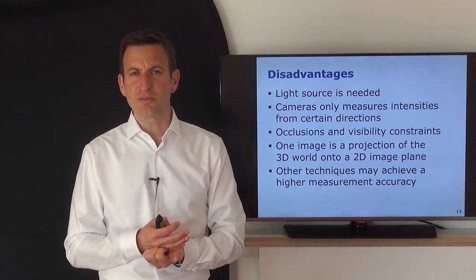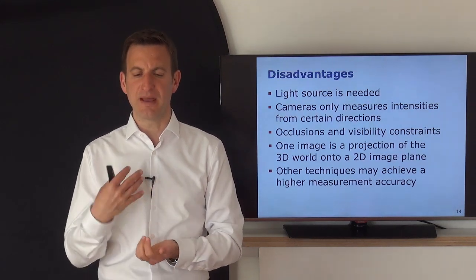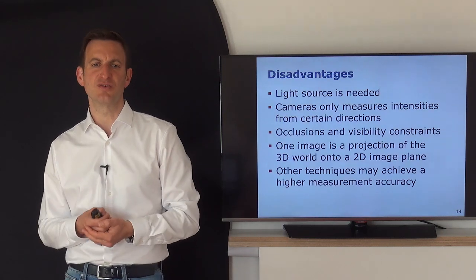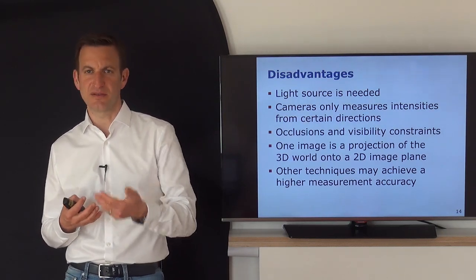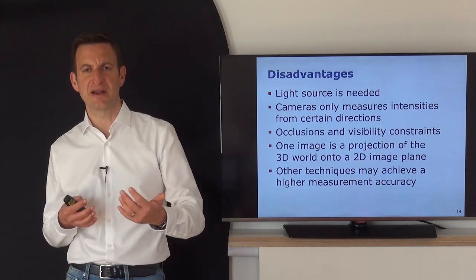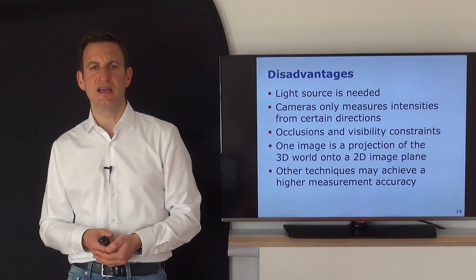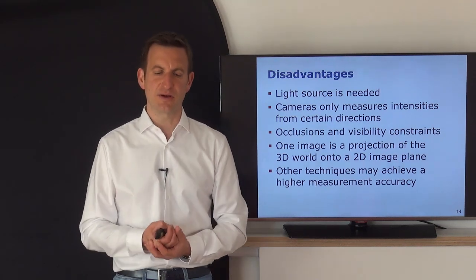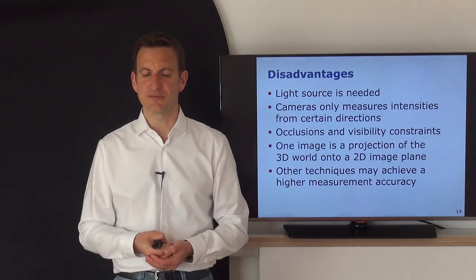That means occlusions play an important role, because we can't look behind objects. And the 3D world is projected onto a 2D image plane, so that only the closest object is actually seen and the depth information is lost. That's something that we struggle with substantially if we want to do 3D reconstruction, which is a central challenge in photogrammetry, but also in geometric computer vision.